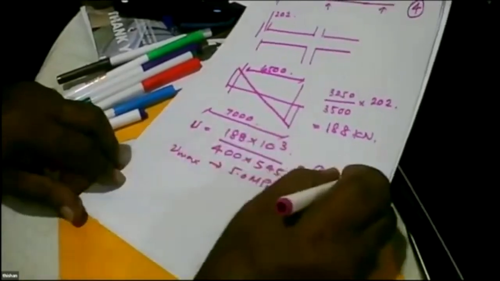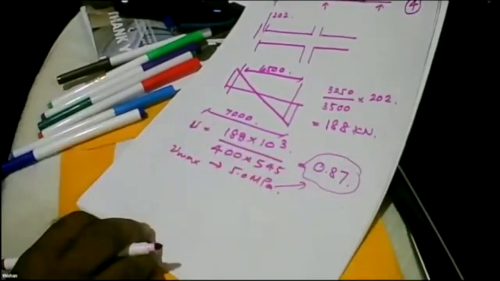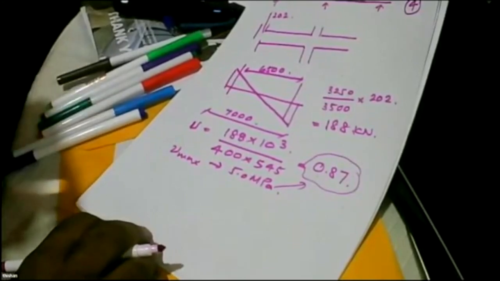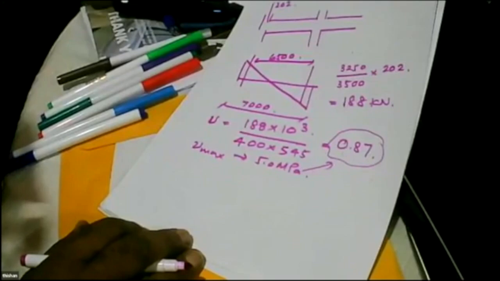So stress is 0.87. What is the maximum? 5. Can it fail by crushing of concrete? No, it cannot. Why? Maximum is around 5, but at the face of the support, maximum shear is 0.87. Can it ever fail by crushing of concrete? Never.